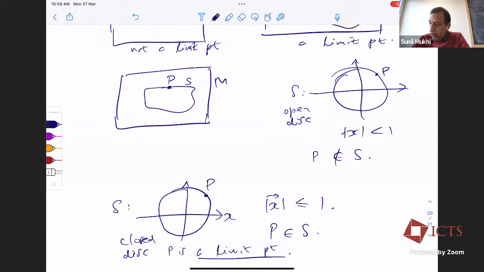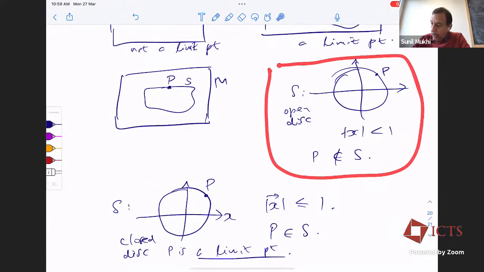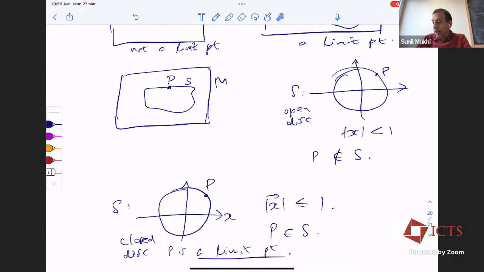The non-trivial case is this one. P is not in S. P is on the boundary of S. S is the space mod X less than 1. It doesn't contain all these points. However, the whole setup of P and S is in the manifold M, and now I have to draw an open set of M that encloses P. Now, any open set I draw, however small, overlaps with S. And this shows that P is a limit point, even though it's not in S.